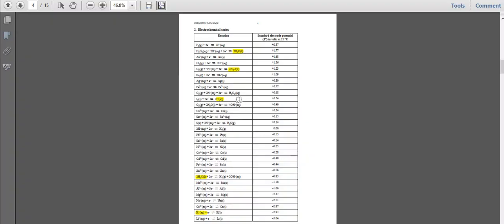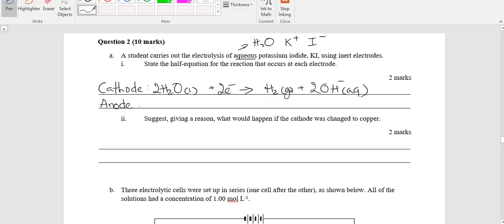And at the anode, the strongest reducing agent present is the iodide ion. So this is going to go to produce iodine and electrons. Once again, all you need to do is copy the equation. I think that's supposed to be solid. Okay, I'm going to go with solid, and 2 electrons. Okay. So that's the first part.